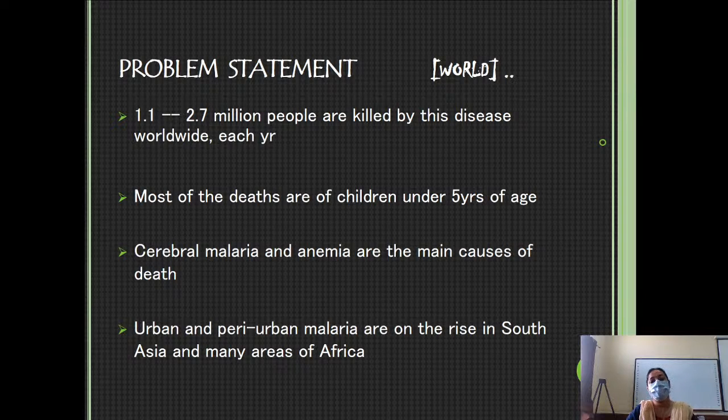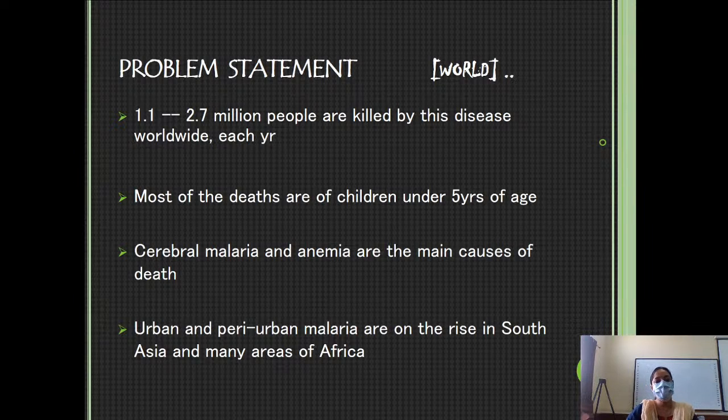Very often when you see that a child is suffering from malaria, the risk of cerebral malaria always looms over the child, and also a lot of hemolysis causes anemia in these children. So cerebral malaria is the main cause of death among children, and anemia is the main cause of death among all age groups.